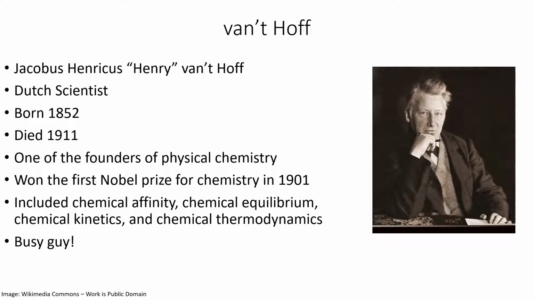So who is Van Hoff? There's the man, Jacobus Henricus van 't Hoff. Dutch scientist, born in 1852 and died in 1911. He was one of the founders of physical chemistry as we know it today, and he won the first Nobel Prize for chemistry back in 1901. And he did a lot of work which included chemical affinity, chemical equilibrium, which we're studying today, chemical kinetics, and chemical thermodynamics. So the guy was quite busy.